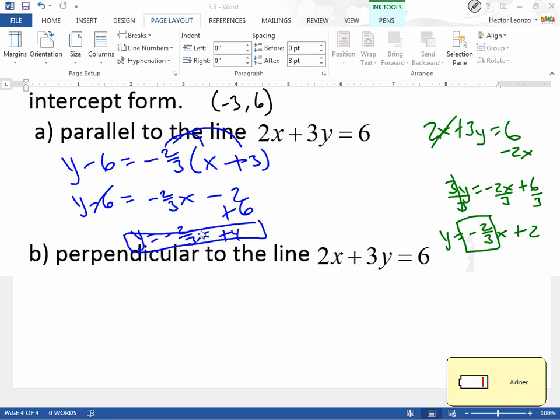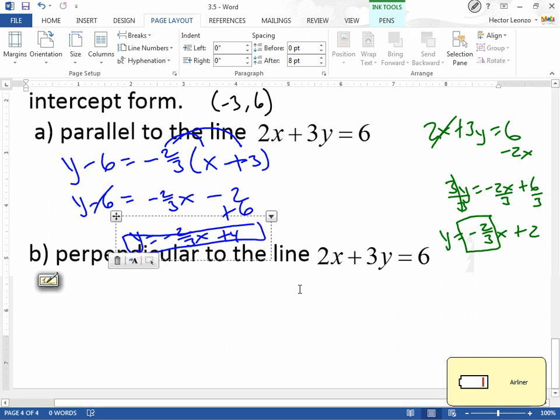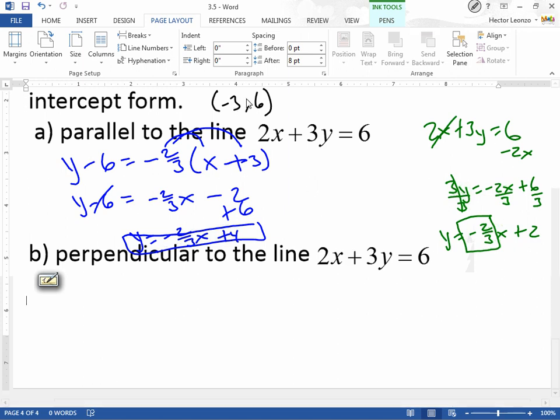All right, now looking at my other example, here it has to be perpendicular. Remember, it has to go through the point negative 3, 6, but it has to be perpendicular to the line 2x plus 3y equals 6. I'm not going to do this equation again. I already have it, but it says it has to be perpendicular. So the slope that I'm going to use is not exactly the same one. Remember, for perpendicular, we have to do two things: change the sign and do the reciprocal of the numbers. So the slope that I'm going to be using is going to be positive 3 over 2.